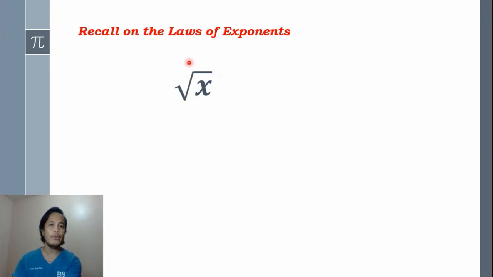So for example, we are going to change this one to exponential form. We can express this as x raised to 1/2. Where did we get 1? It is the assumed exponent 1 of x, and the denominator 2 here is the assumed index, which is 2. So therefore, the square root of x in exponential form can be written as x raised to 1/2.